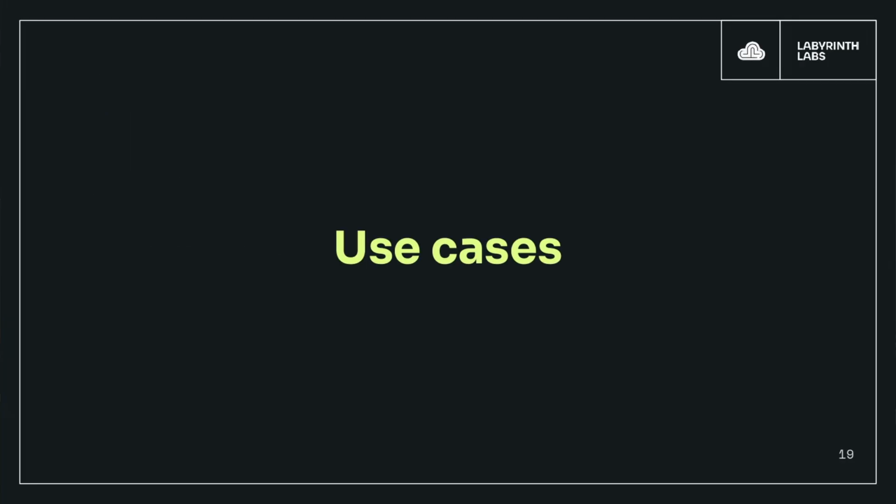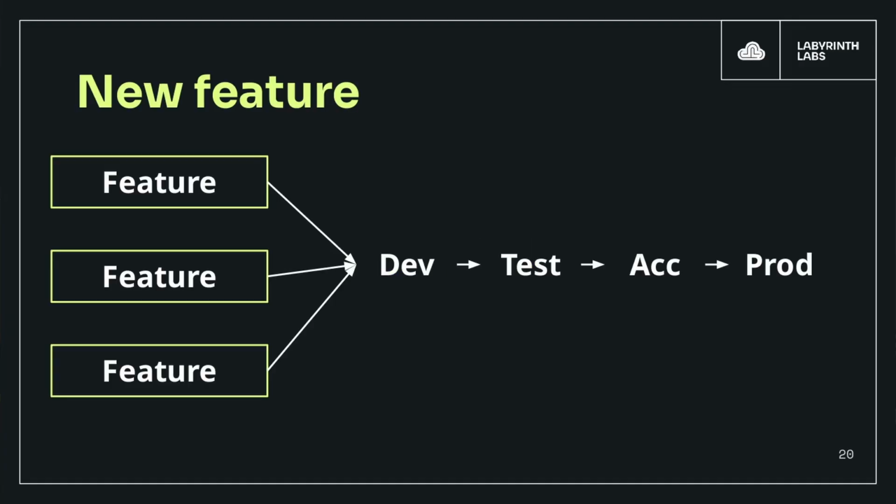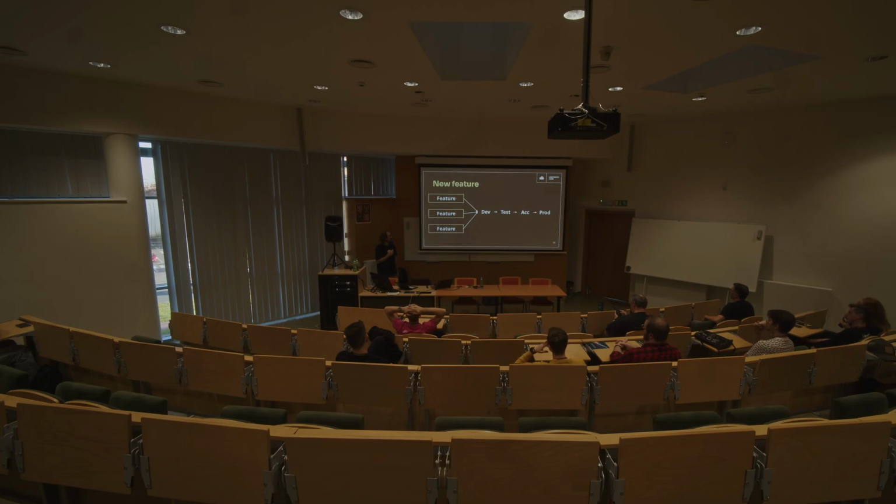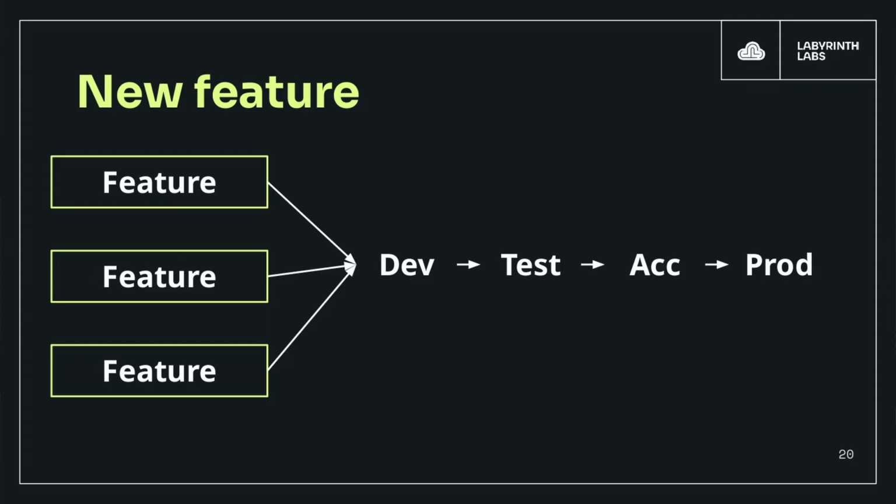And what are the use cases for the feature environment? Well, the typical use case is that you want to develop a new feature. In this case, you just deploy the feature environment from dev, and then develop the feature in this environment. And when your work is done, you can just merge it to dev, and then the release flow goes on. The feature environment is discarded, and that's basically it.